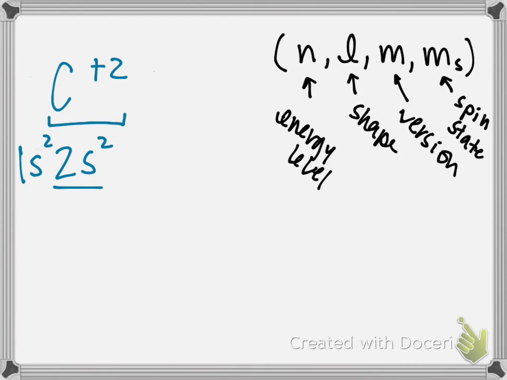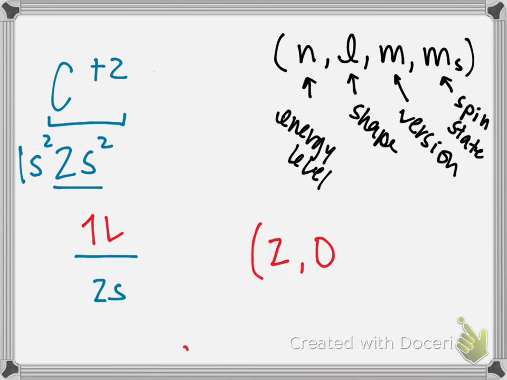Okay, so if I'm going to draw the orbitals for this, here's my 2s orbital. I'm going to need 2 electrons in that 2s orbital. 1, 2. And so how would I start my quantum number? 2, then what?